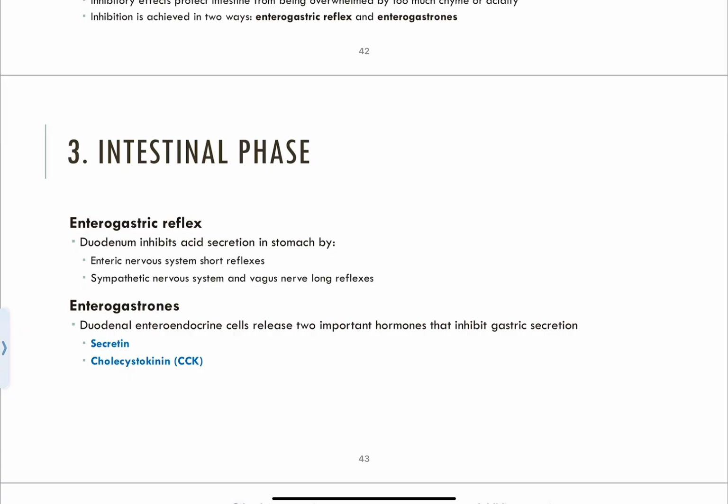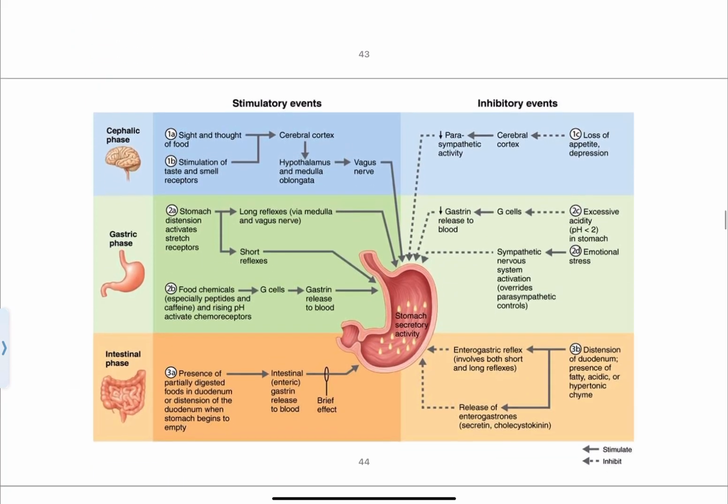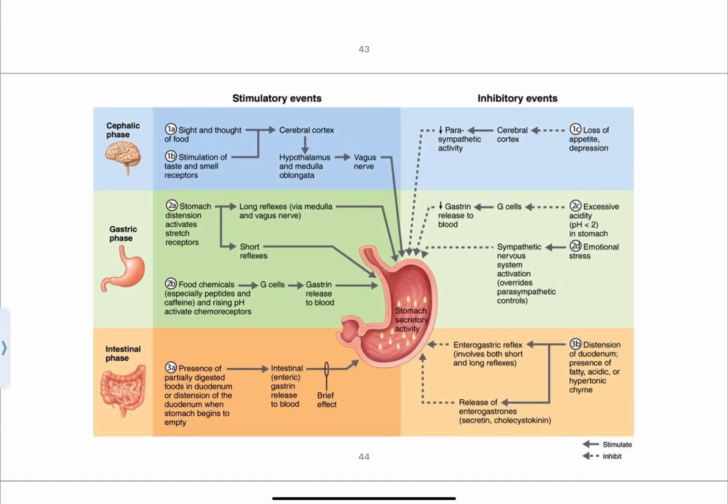When we're talking about enterogastrones, these hormones are released by those enteroendocrine cells in the duodenal mucosal epithelium. And we have two important ones. One is secretin, and the other one is cholecystokinin, or CCK. And these hormones are going to inhibit gastric secretion, and they also play some other pretty important roles.